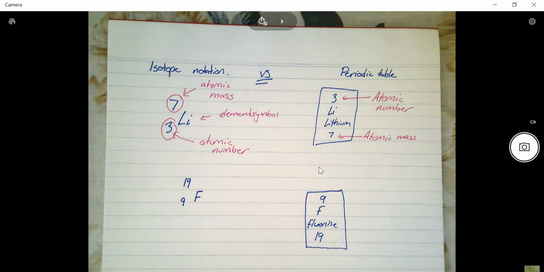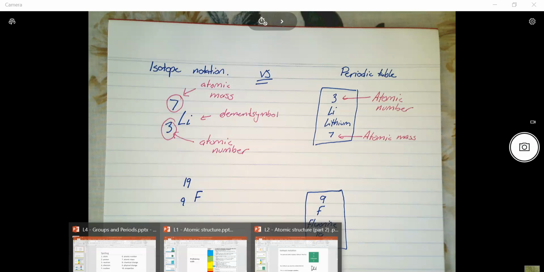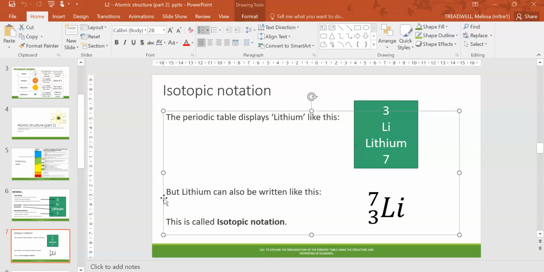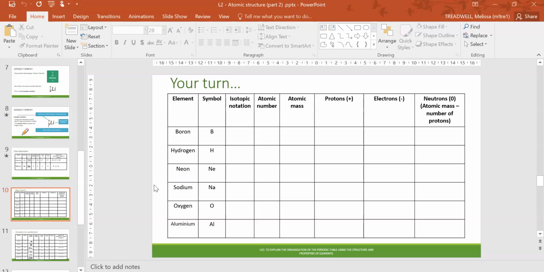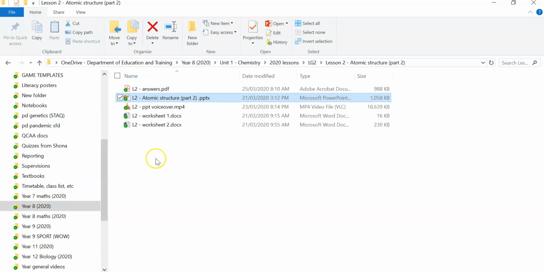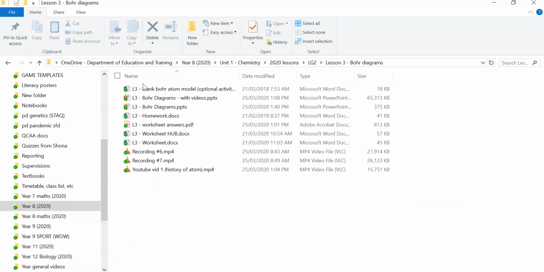Again, just a different way of writing what's on the periodic table. You just need to remember that the smaller number is the atomic number and the larger number is the atomic mass. Okay, going back over lesson 2, it's really important that you do that as well. You'll notice there is a practice worksheet that I strongly suggest, if you haven't done it, then go back and do that. Okay, if we look at lesson 3, it is all about Bohr diagrams.